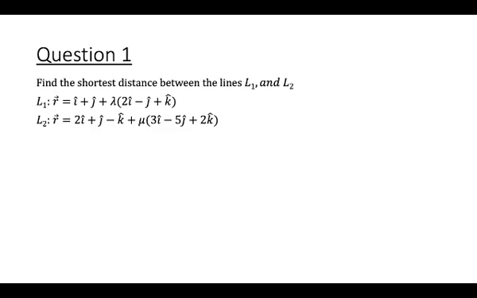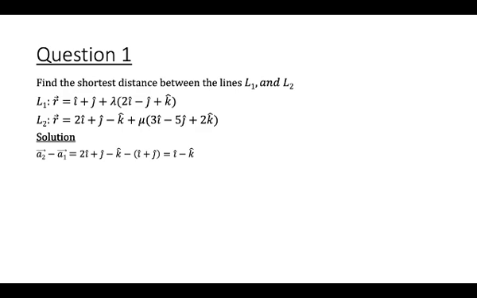Now question number 1. Find the shortest distance between L1 and L2 whose equations are vector r equal to i plus j plus lambda into (2i minus j plus k) and vector r equal to 2i plus j minus k plus mu into (3i minus 5j plus 2k). So students, compare the equations with vector r equal to a1 plus lambda vector b1 and vector r equal to a2 plus mu vector b2.